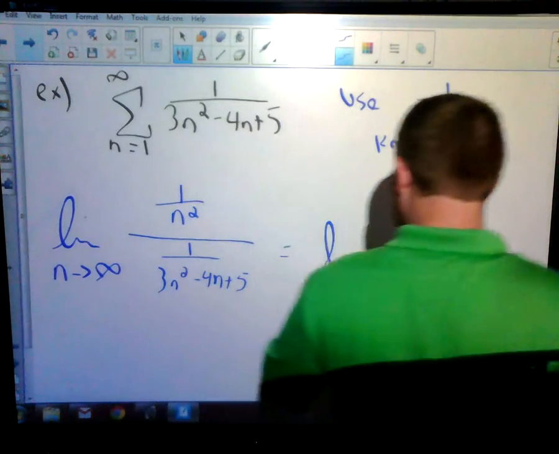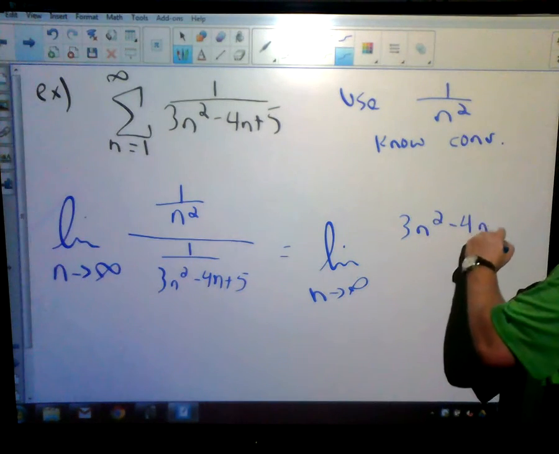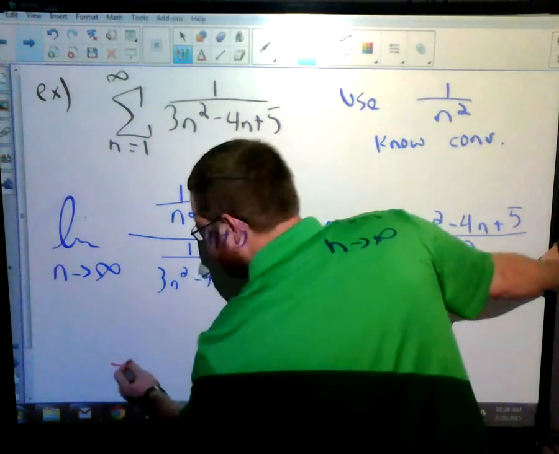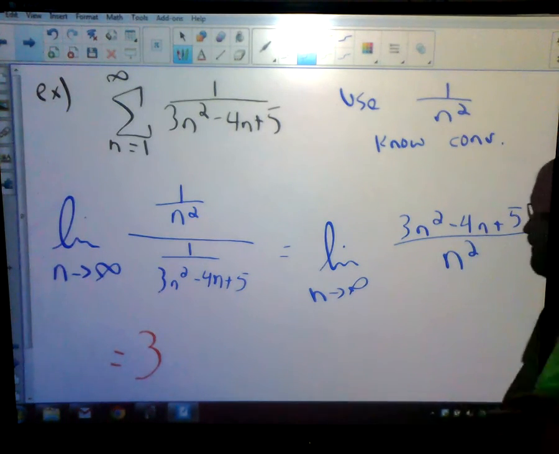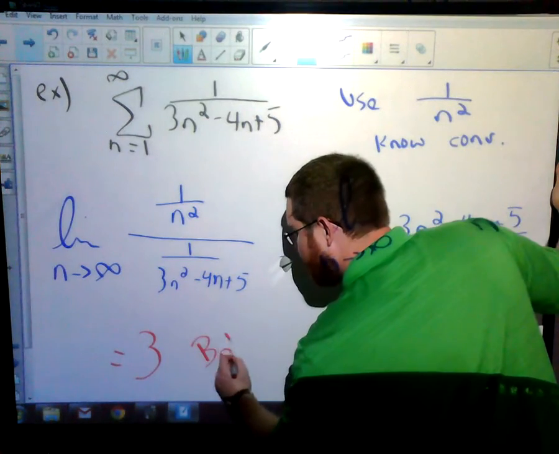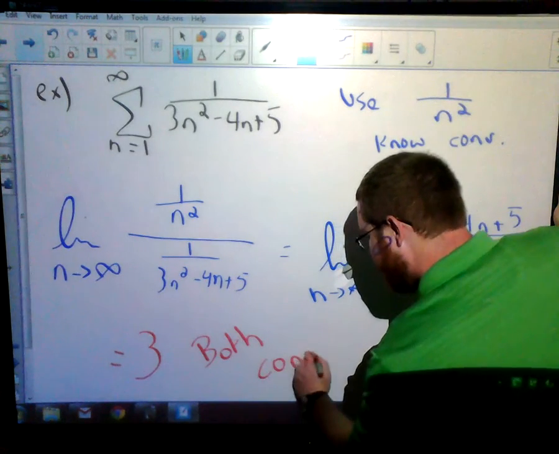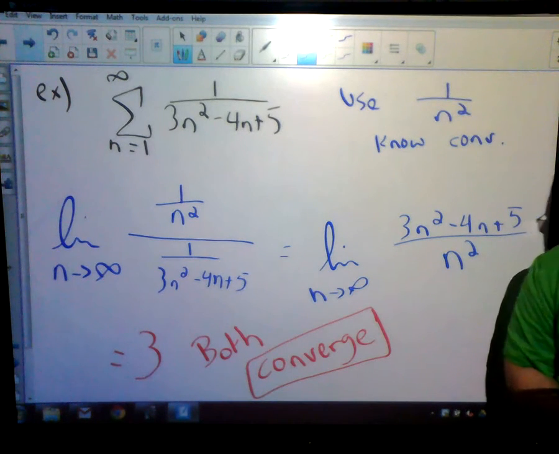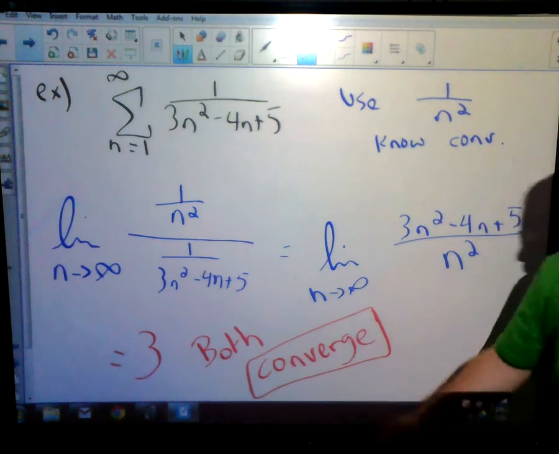Clean that up. You get the limit as n goes to infinity of (3n squared minus 4n plus 5) over n squared. And this answer is 3. So I got a number that's not 0 and it's not infinity. So that means they both do something. But I know this one converges, so then they both must converge. I took one that I knew. I took an infinite limit of 1 divided by the other. I got a number that wasn't 0 or infinity. That means they both do the same thing. And since that one converges, that one converges.